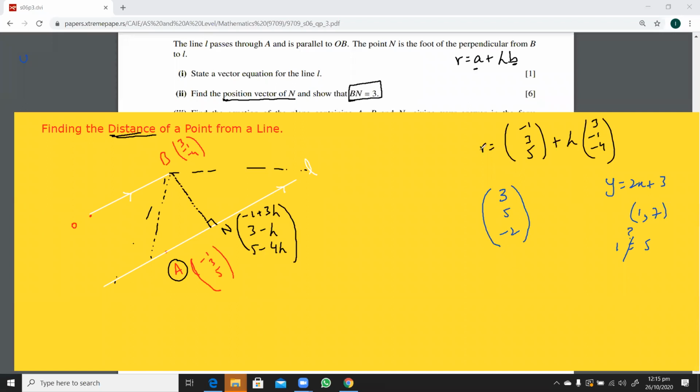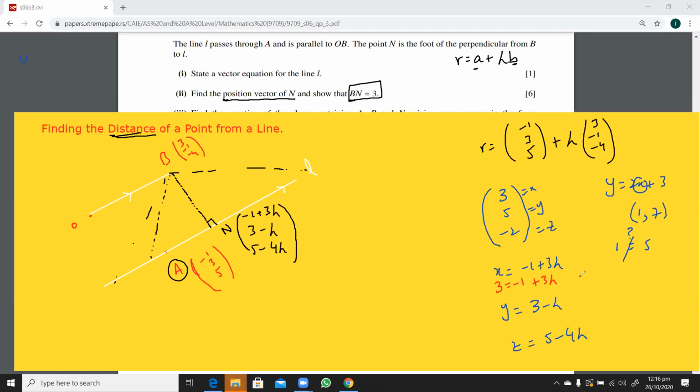So this line has three parametric equations: x equal to -1 + 3λ, then y is equal to 3 - λ, and then z is equal to 5 - 4λ. And this is a point given to you. That means this is your x, this is your y, and this is your z. You can put your x as 3 into this equation.